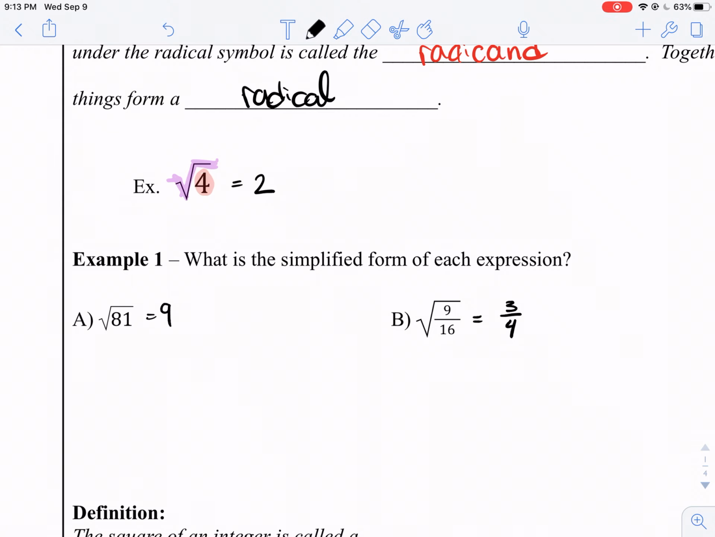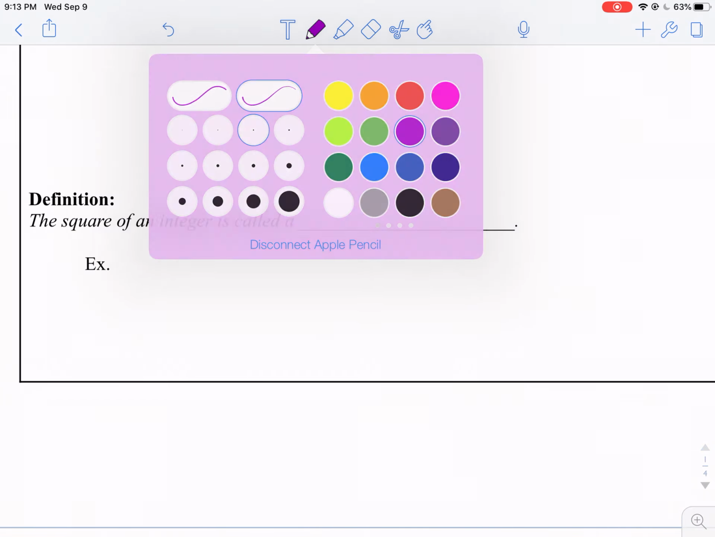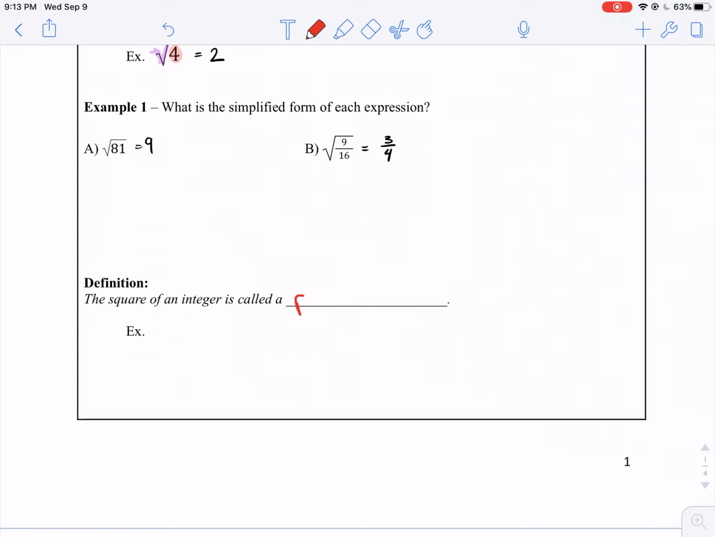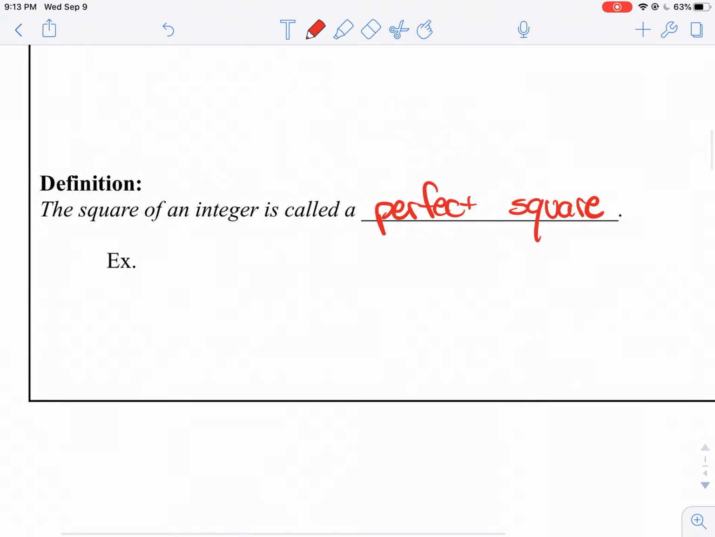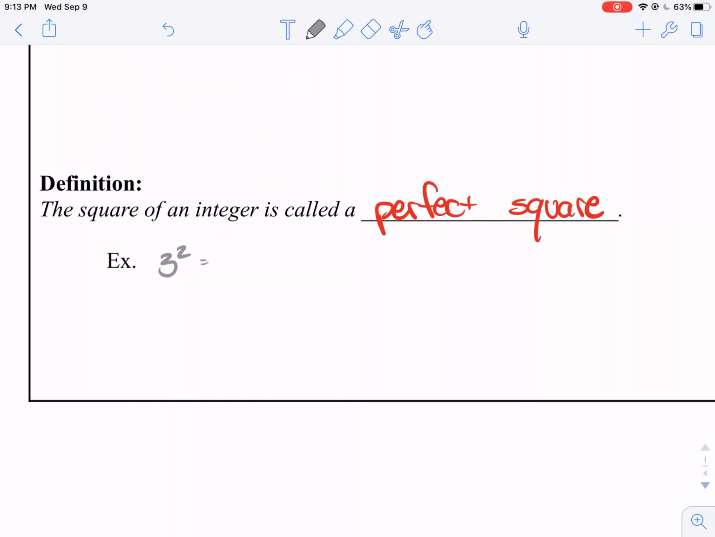So going the opposite direction from a square root, now we're going to take a perfect square. A perfect square is when you take an integer, like any positive whole number, and you square it. For example, 3 squared is 3 times 3, which is 9. And 2 squared is 2 times 2, which is 4. 1 squared is really fun because it's just 1 times 1, which is 1. So 1 is its own square.